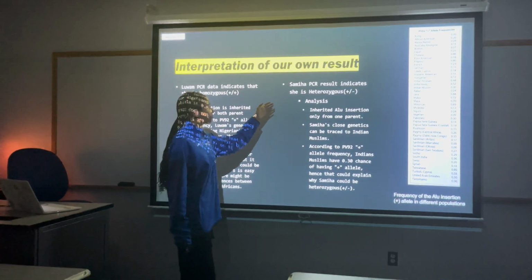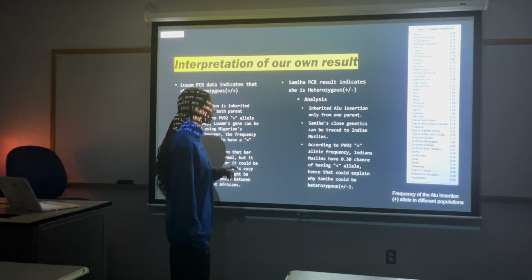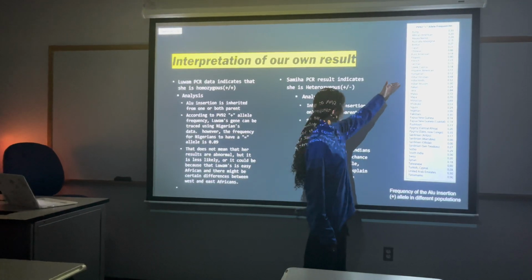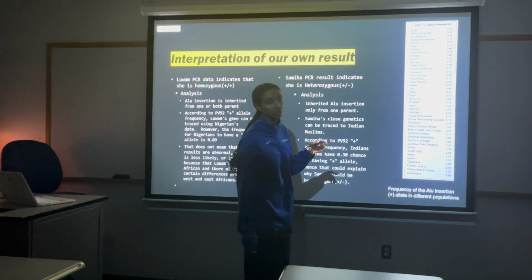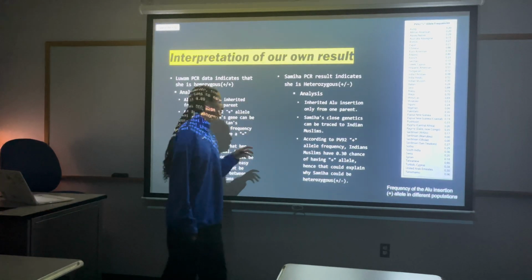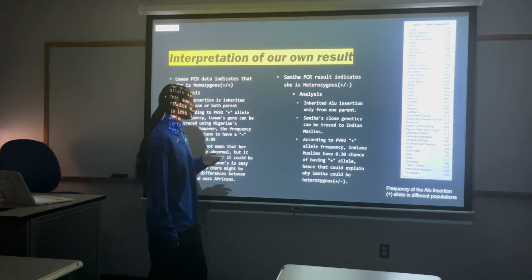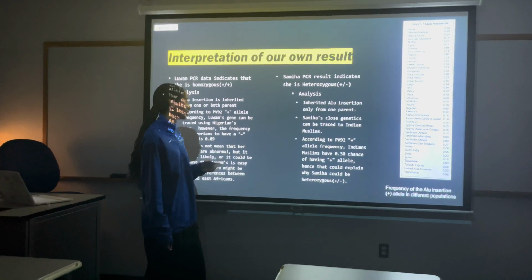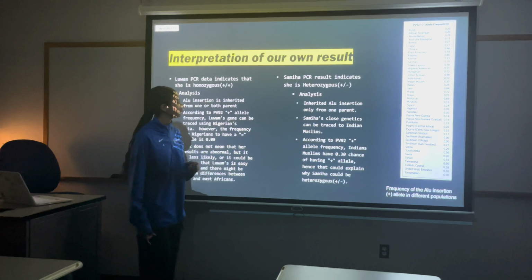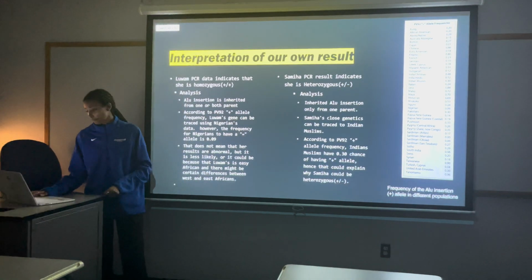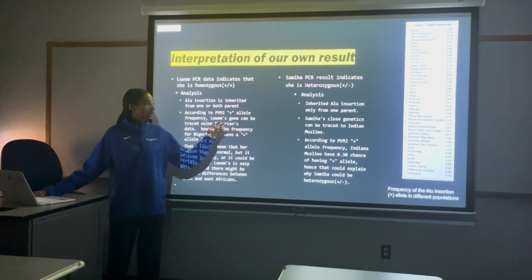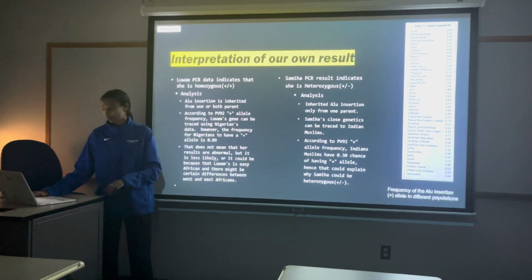Samiha's PCR result indicated that she was heterozygous, and we connected her to Indian Muslim here, which is 0.30. And according to the PV92, her frequency seems likely to be heterozygous. And it means that she inherited the allele insertion only from one parent.